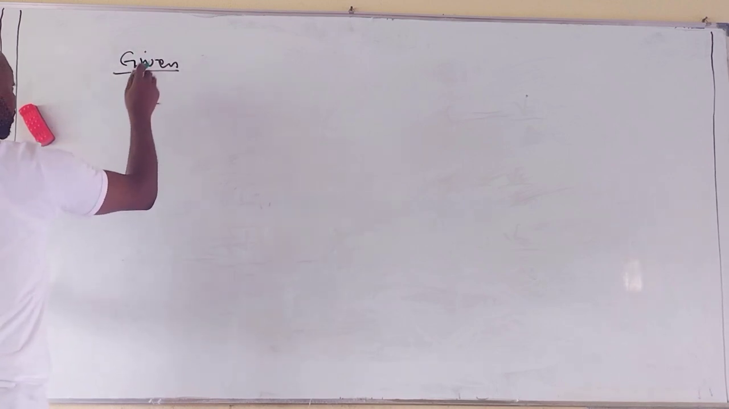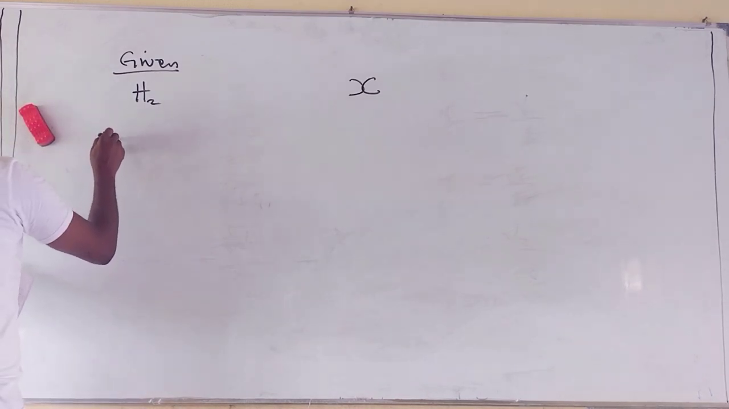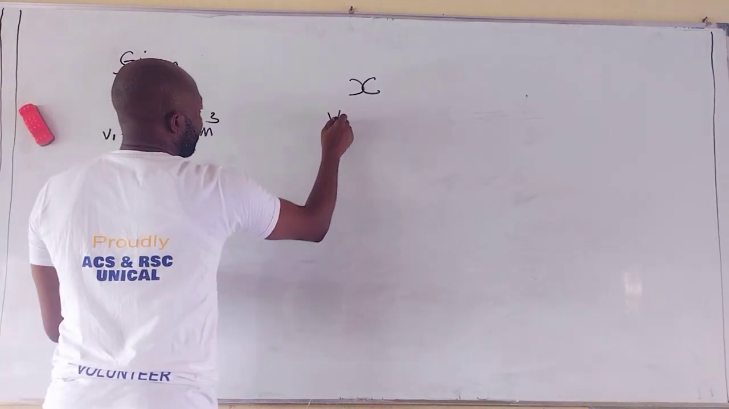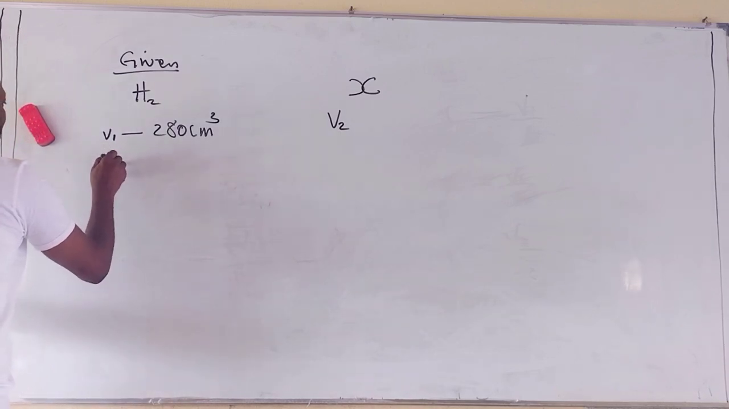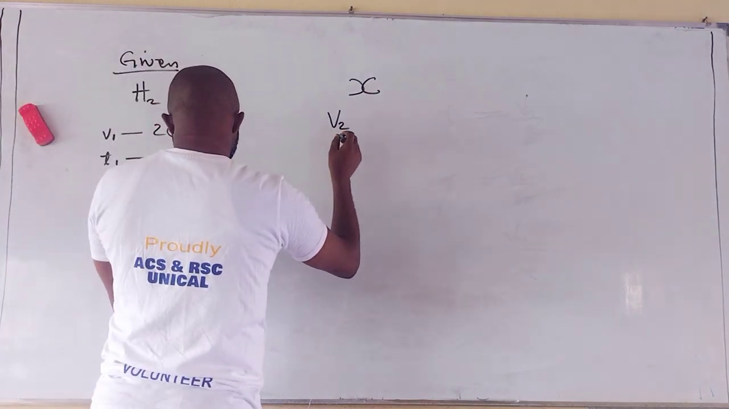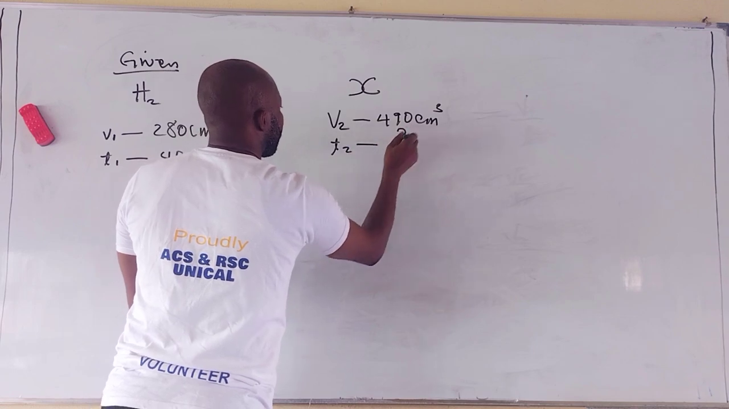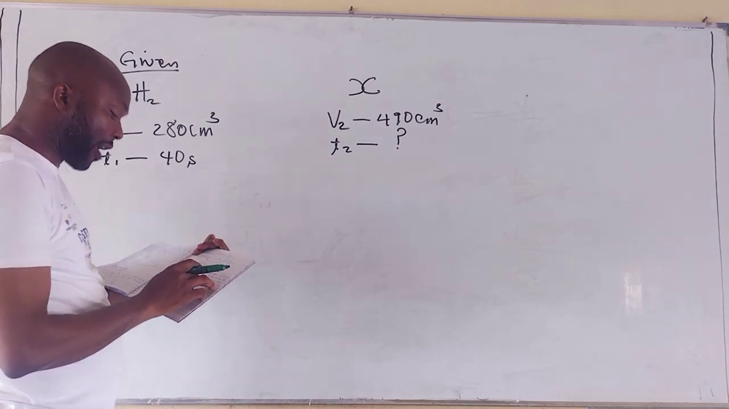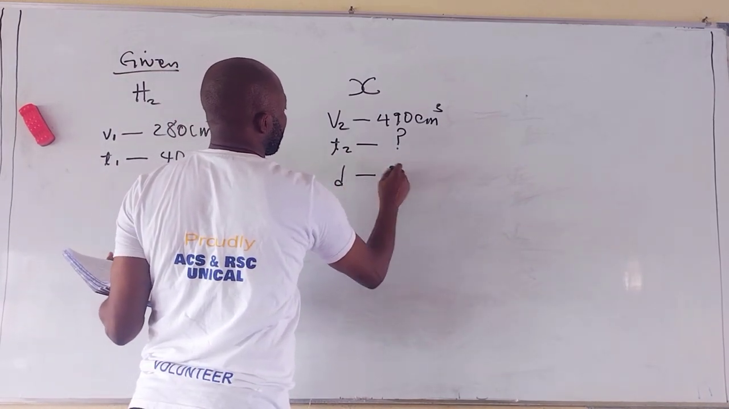This is hydrogen gas in its form, and the other gas is X, unknown. I'll call this V1 because hydrogen is the first gas. The volume is given to be 280 for hydrogen. So that's V1, and here will be V2. If 280 cm cube of hydrogen diffuses in 40 seconds, there is also time. T1 is 40 seconds. How long? They are asking us. This is 490 cm cube. T2 is what we don't know. They're asking us for the time. How long will it take 490 cm cube of gas X, whose vapor density is 25, to diffuse under the same conditions? Now, the vapor density, let's call it the density of gas X, is 25.